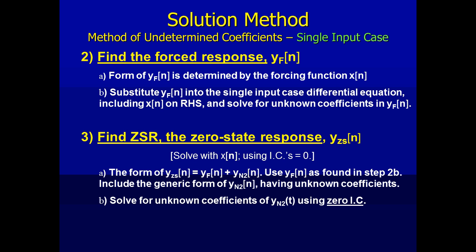What else are we supposed to do up here? Perform a linear combination, use the initial conditions, and solve for unknown coefficients. Oh, okay. So the zero state response, forced response is one piece of it.